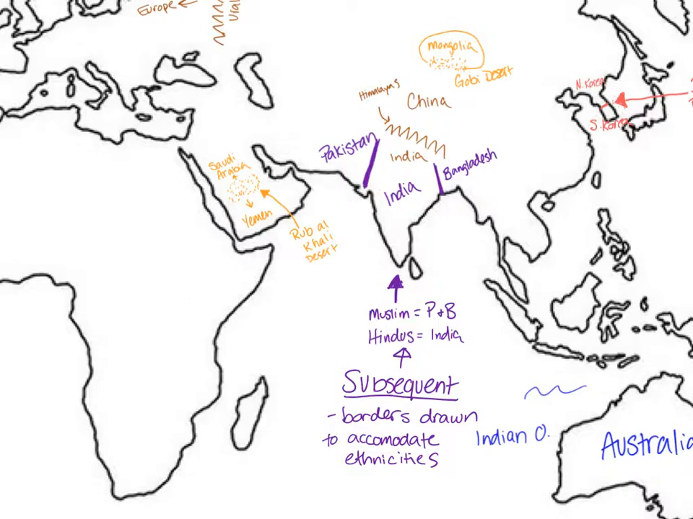Okay, that's what a subsequent border is. So that is what happened in Pakistan and Bangladesh and India. They made these borders because everybody moved to be with each other, right? As humans, we tend to gravitate towards people who are like us. So the Muslims went one way, the Hindus went another way, and that is what subsequent is, okay? They drew those lines because that's where those ethnicities gathered. So that's what subsequent is, right?